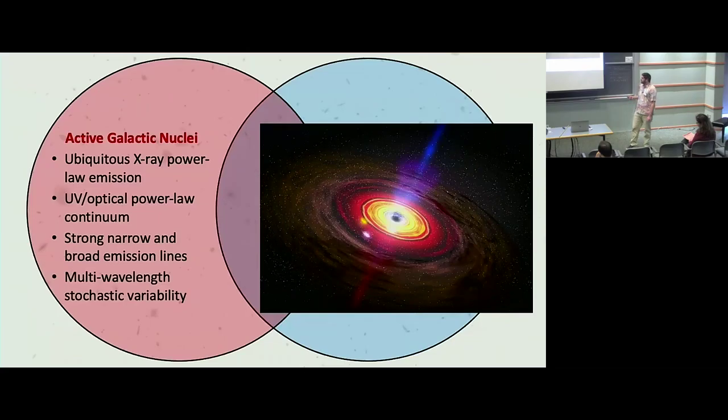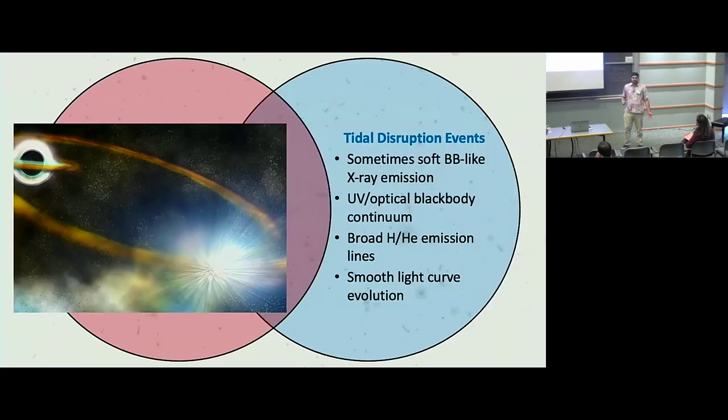The first, of course, is these active galactic nuclei, which are the more quasi-statically accreting black holes over time. And a few of the key observational parameters, right, are ubiquitous X-ray emission and emission across their electromagnetic spectrum that's reasonably well fit by a power law. They tend to show both narrow and sometimes broad emission lines, as well as the hallmark of AGNs, which is their stochastic variability. On the other side are the TDEs that we've heard so much about, right?